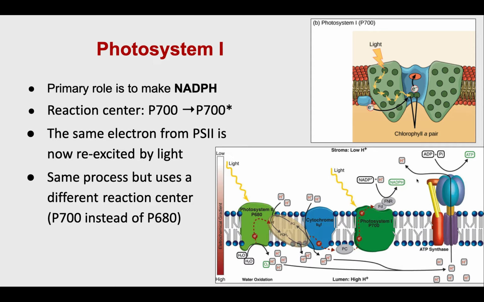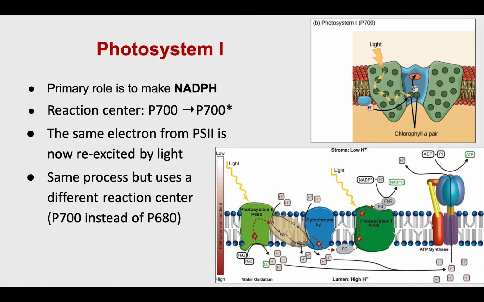Now, instead of P680, we have P700 here in our reaction center, but it's set up the same exact way as photosystem 2. The only thing that is really different is that we're not splitting water at this photosystem. So at this point, we have our electron coming in. It has lost a lot of energy because it's been transferred to so many molecules. So we have to re-excite this electron. We have to give it some more energy.